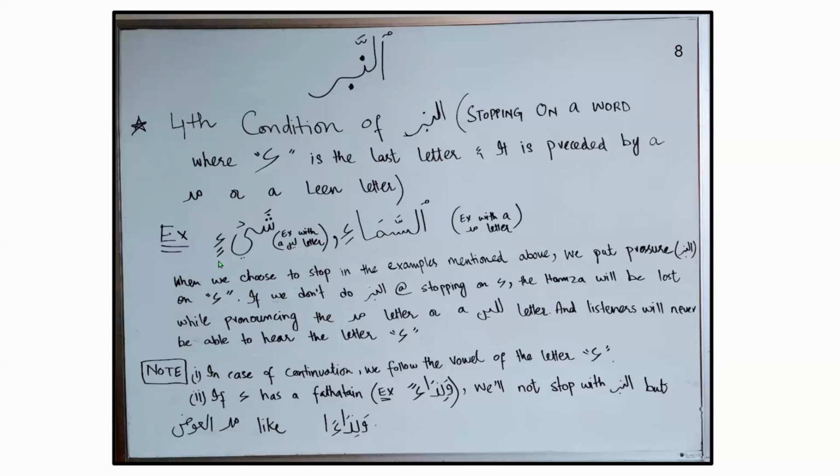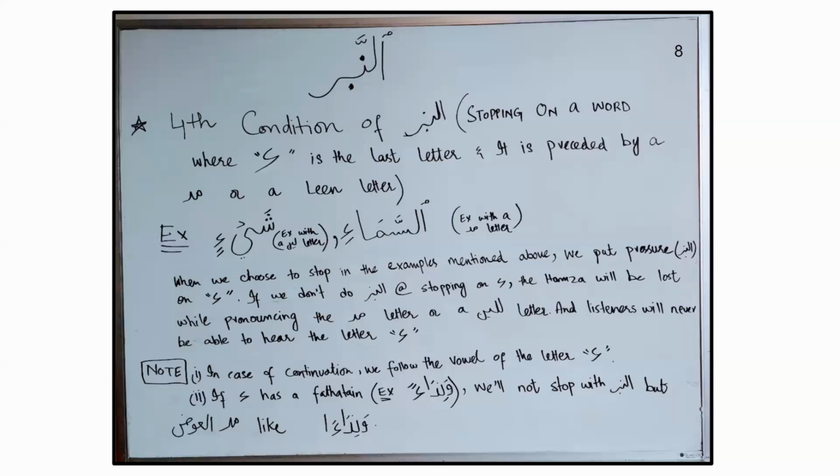Let's suppose in this condition, letter Hamza has a kasratain, so we will follow the rules of tanween here, and we will not do Nabr on letter Hamza. And in this example, letter Hamza has a kasra. Upon continuation, we will follow the vowel, and at that time, there will be no Nabr.